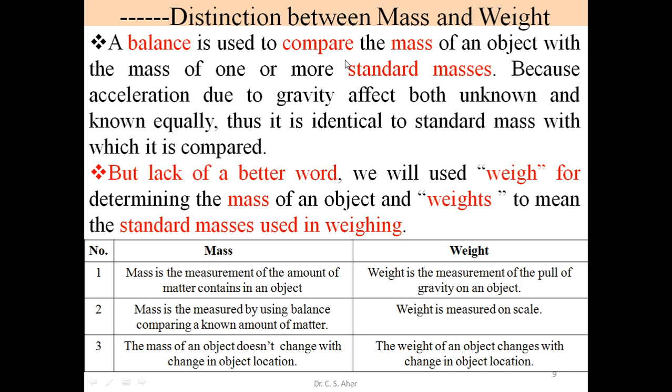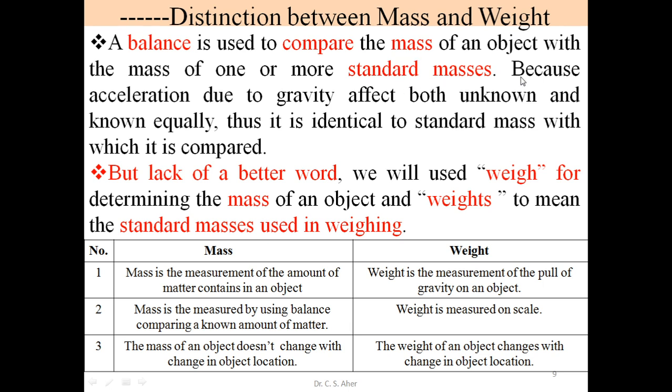In one part we place the object, whatever it may be. In another part, what do we place? We place the standard masses: 1 kg, half kg, 250 grams. So these are the standard masses, and we compare this object with the standard masses.